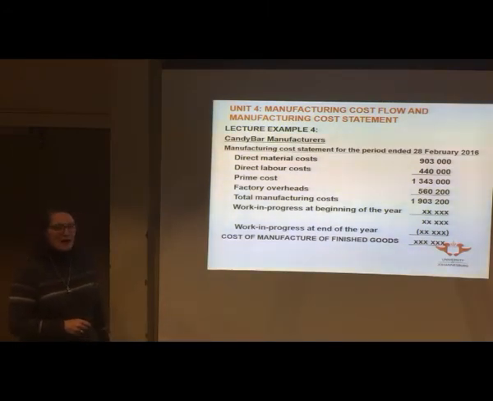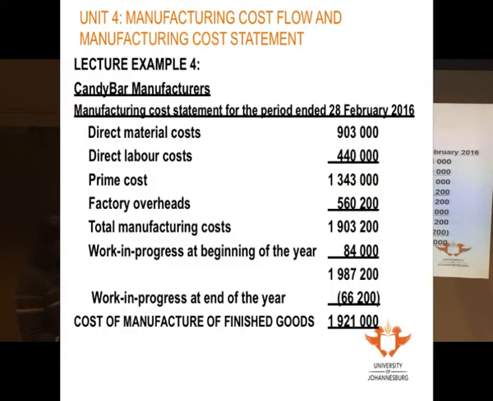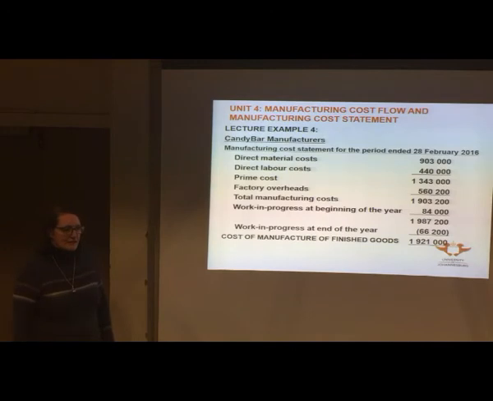Okay? We add that into our manufacturing cost statement, get a total manufacturing cost of 1,903,200. We're going to add in our opening balance at the beginning of the period and our closing balance at the end of the period, we get 1,921,000. Anyone get that? Yes. Quite a few. Fantastic. Great.